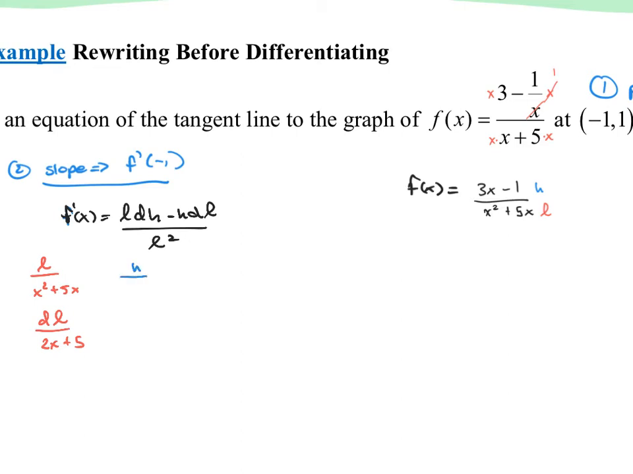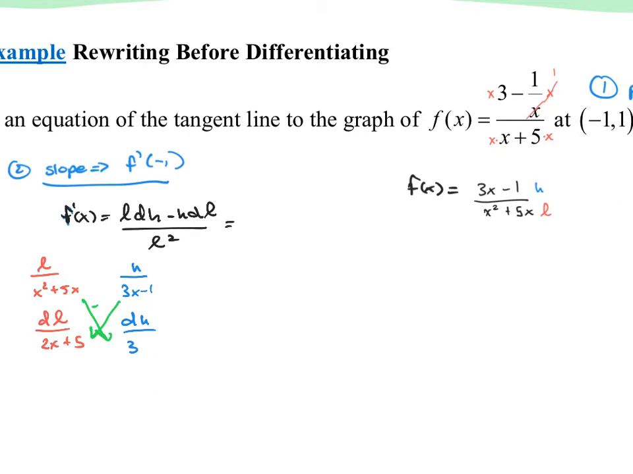The high function here was 3x minus 1. We need to find the derivative of the high function. The derivative of 3x is 3 times 1, or just 3, and the derivative of negative 1 is 0. So the derivative of 3x minus 1 simplifies to the number 3. Again, we're going to do low d high minus high d low over what's below squared.